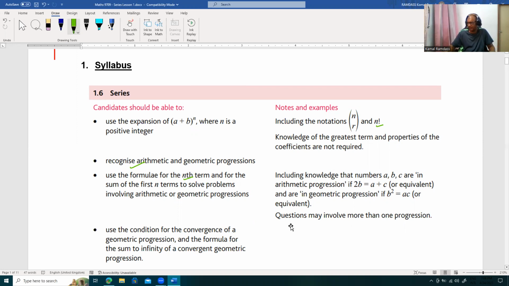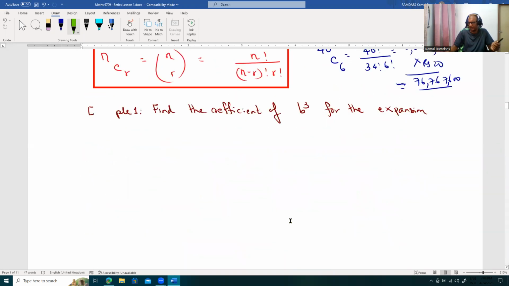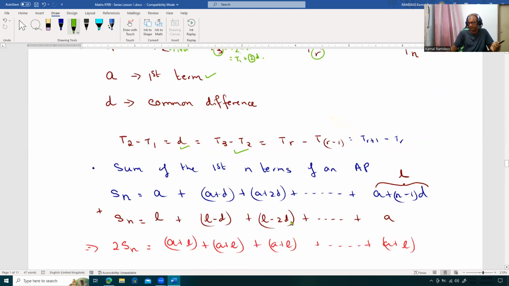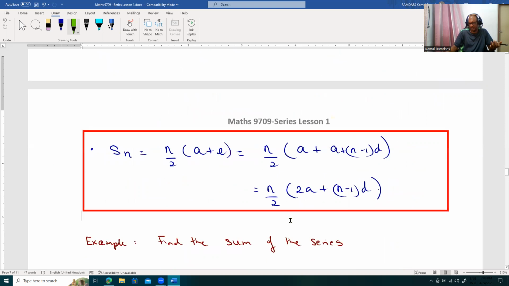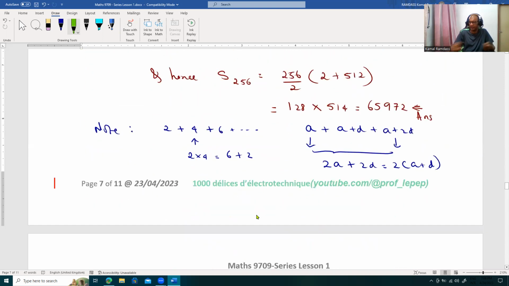OK? Et nous finissons faire la formule, nous finissons comprendre la formule, mais aussi il dit à nous là, including knowledge that numbers A, B, C are in arithmetic progression if 2b is equal to a plus c, ou équivalent. Et nous besoin comprendre qu'il peut redire, bon, il mentionne ça là-bas, et peut-être dans une question d'examen, bien servi sa compréhension là. Et nous prenons un exemple.